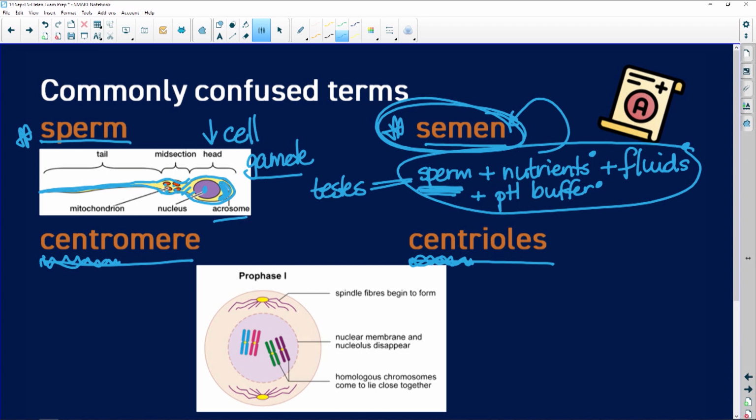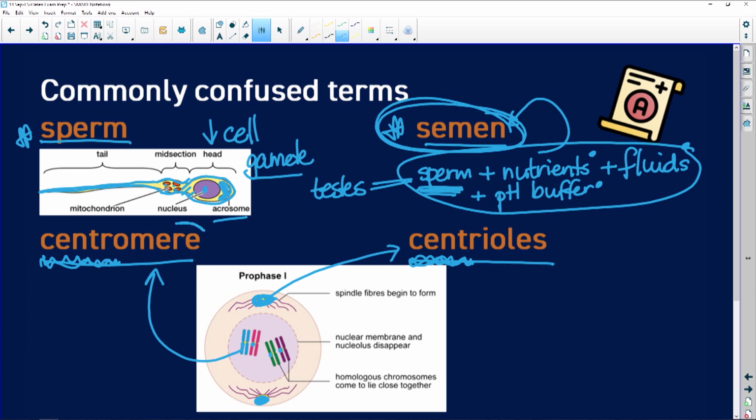The little structures that hold chromatids together are centromeres, whereas the structures that form the spindle fibers are the centrioles. Okay, so it's very easy for me to explain that. How are you going to remember it?